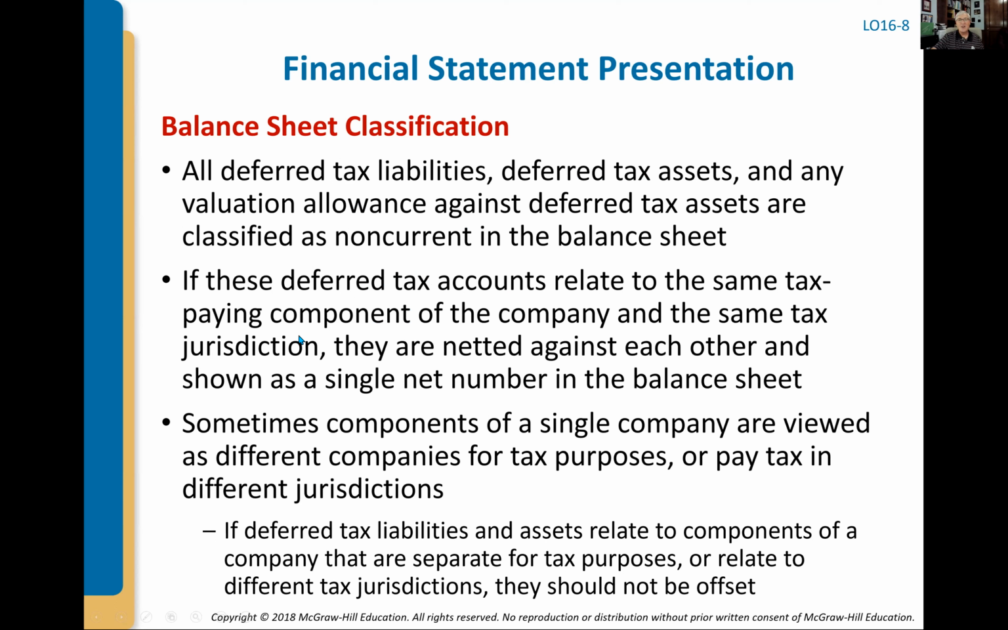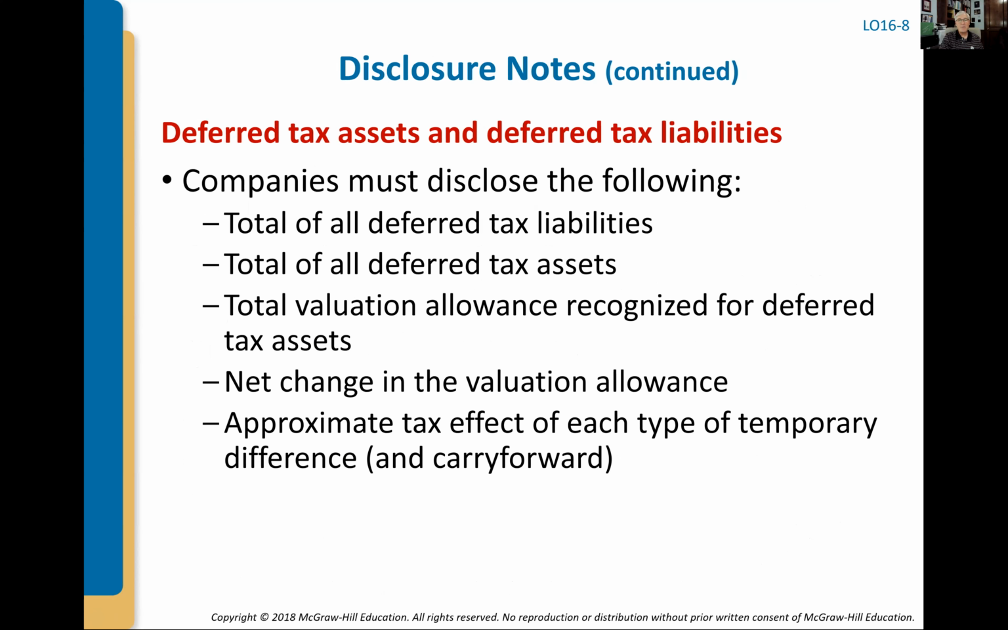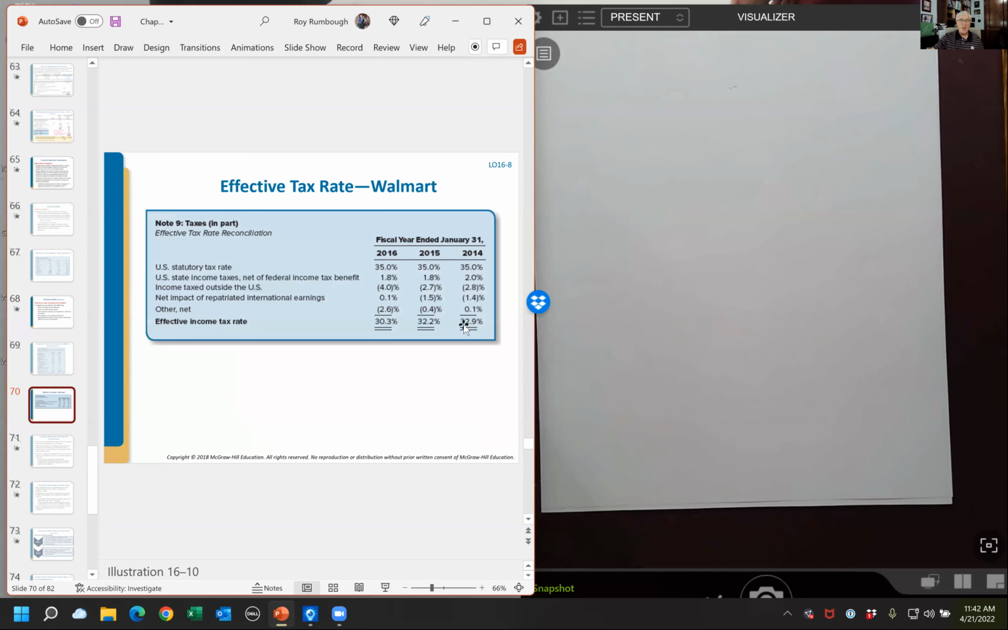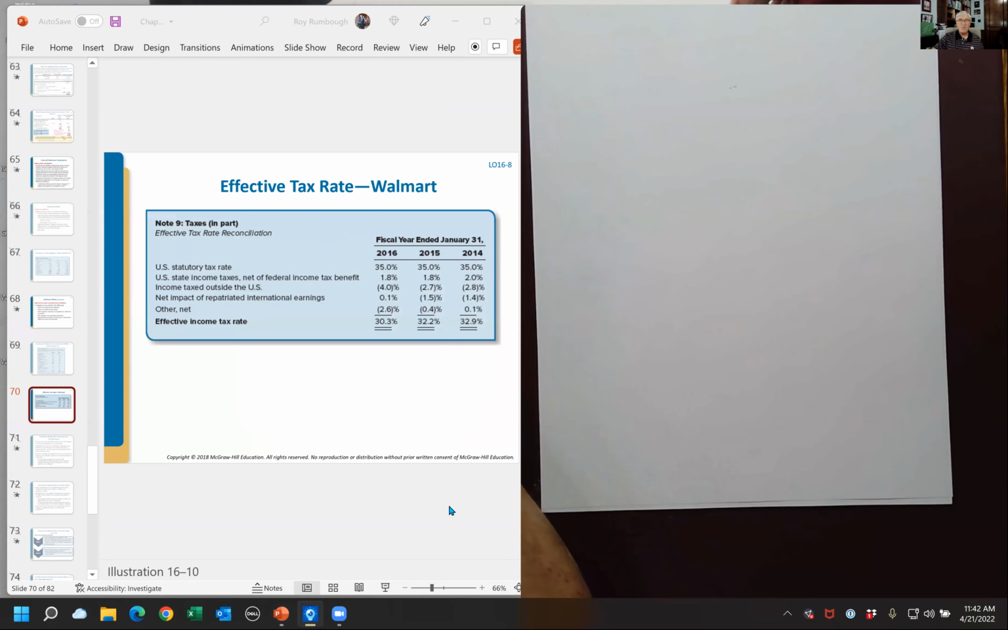Now, if they're in the same jurisdiction, as I said, DTAs and DTLs can be netted. So if the DTL is larger than the DTA, then I can just put a net deferred tax liability on my books. But it has to be jurisdiction by jurisdiction. Disclosure: companies must disclose all their DTLs, DTAs, and valuation allowance. You really need to describe why your valuation allowance changed. We talked about that. So with that, I hope that this was beneficial for you.